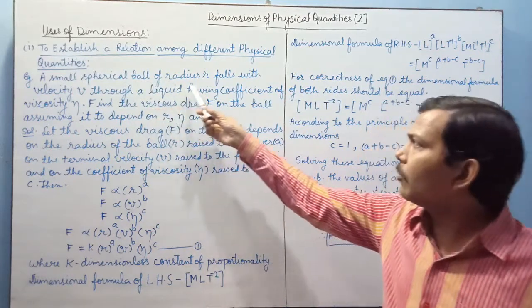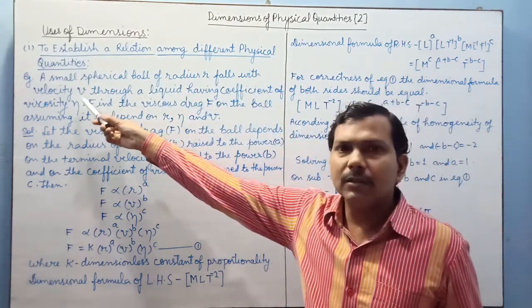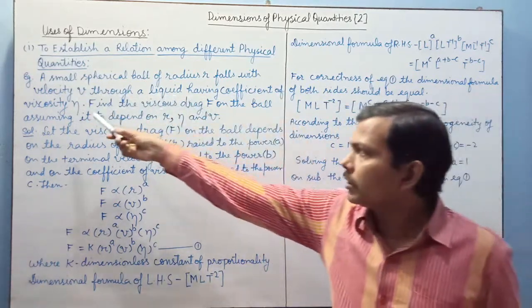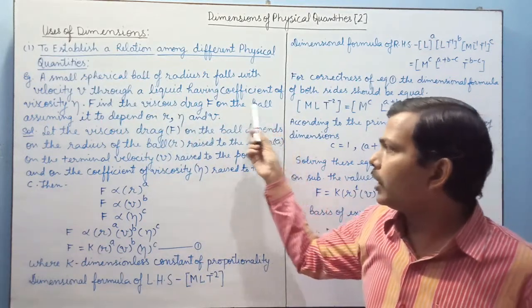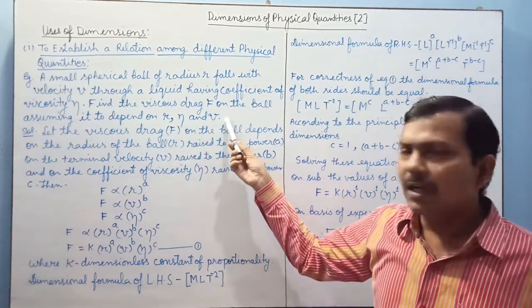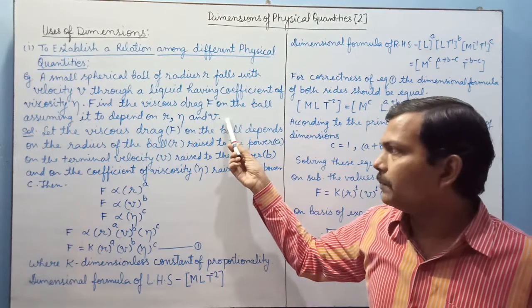Now we will consider the same example. A small spherical ball of radius r falls with velocity v, this is the terminal velocity, through a liquid having coefficient of viscosity eta. Find the viscous drag capital F on the ball, assuming it to depend on radius r, coefficient of viscosity eta, and terminal velocity small v.